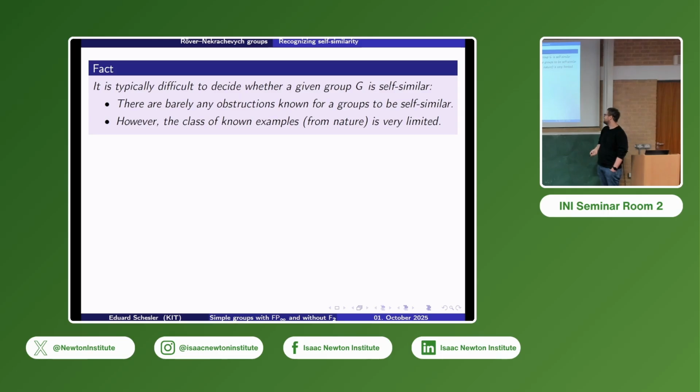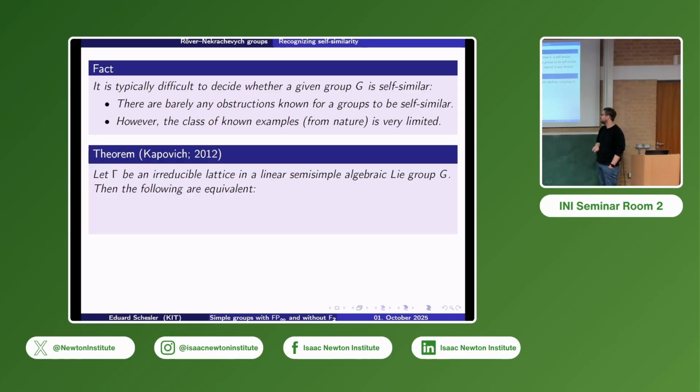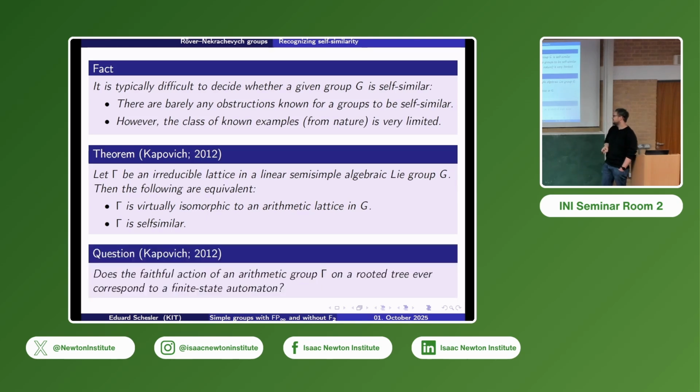Yeah, very limited. One interesting result that goes into understanding what groups are self-similar was provided by Kapovich. He considered irreducible lattices in semi-simple algebraic Lie groups, and he showed that being self-similar can be characterized by being arithmetic. Although it's still unclear whether the examples that he has are also automata groups. The self-similar representations that he found are not, as he writes, but still there might be another one.